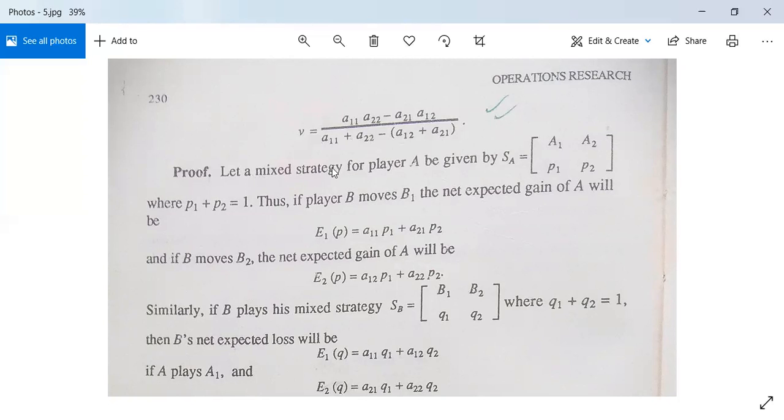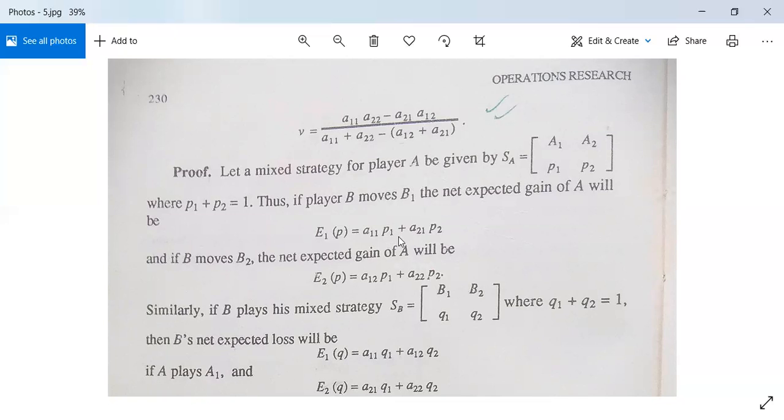Let a mixed strategy for player A be given by SA is equal to A1 A2 P1 P2, where P1 plus P2 is equal to 1 because this is the probability. Thus if player B moves B1, मतलब player B का सिलेक्शन है B1 का, the net expected gain of A will be E1P is A11 P1 plus A21 P2.